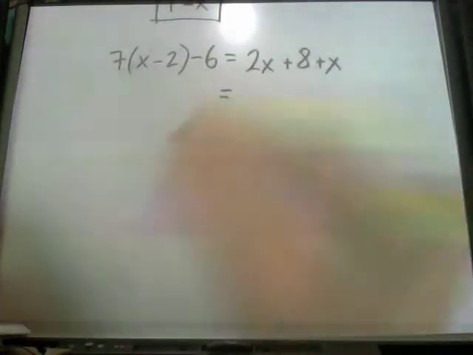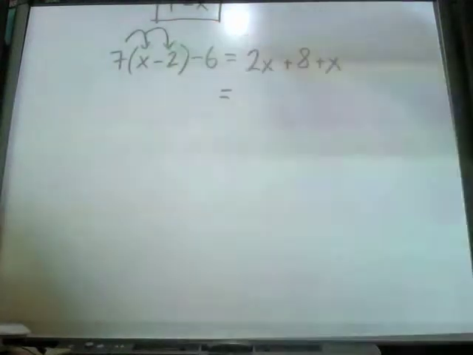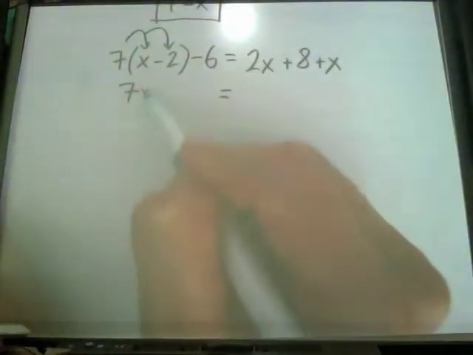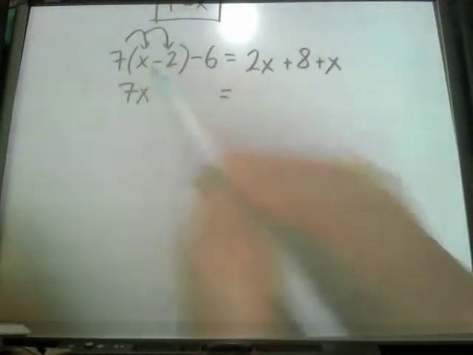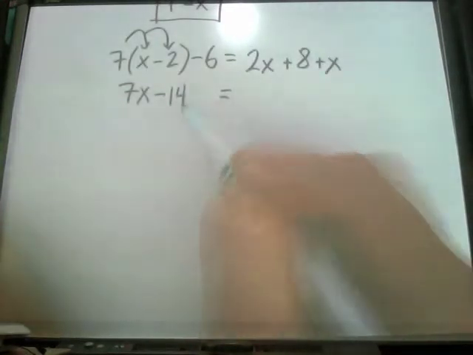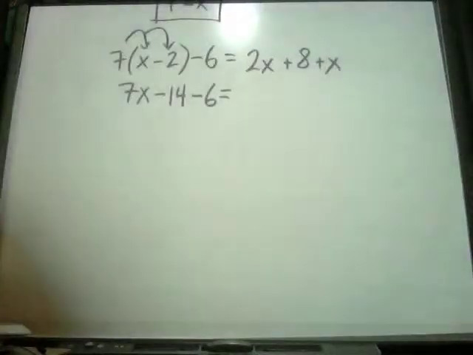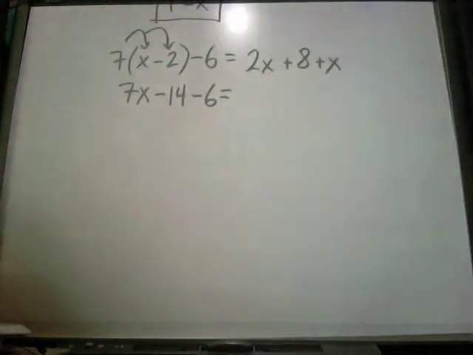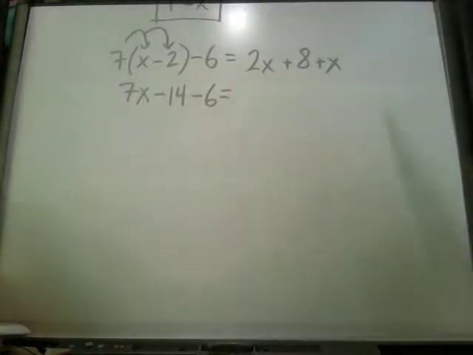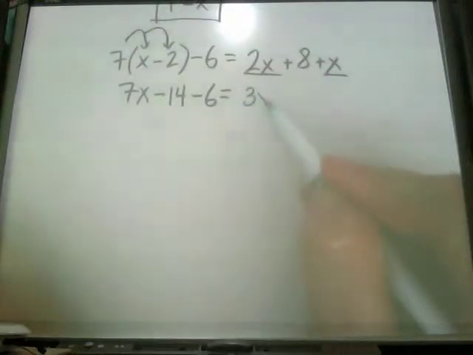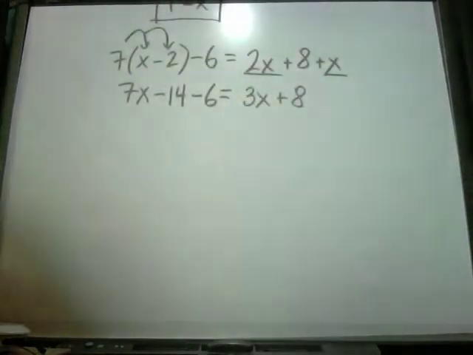If you can simplify anything before you start moving things around, you definitely want to simplify first. So 7 parentheses x minus 2 minus 6 equals 2x plus 8 plus x. Let's start on the left side. I'm going to first do the distributive property. 7 times x, 7x. 7 times 2 with a minus in front, minus 14. I still have minus 6 from the original problem. Now, on the right side, can I simplify anything on the right side? Vincent, 2x plus x, how much do I get? 3x. Good, 3x plus 8.